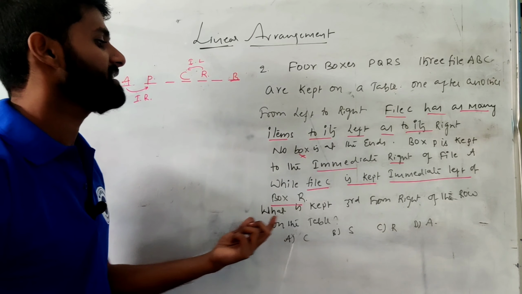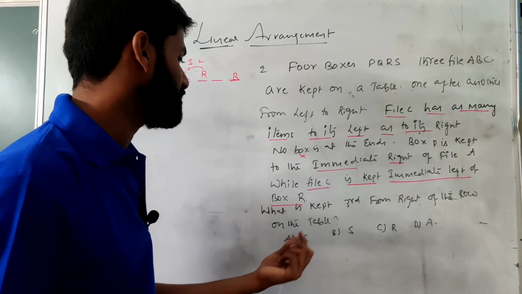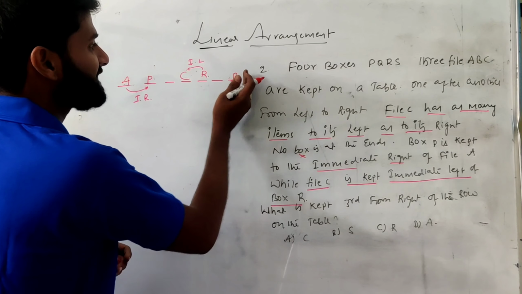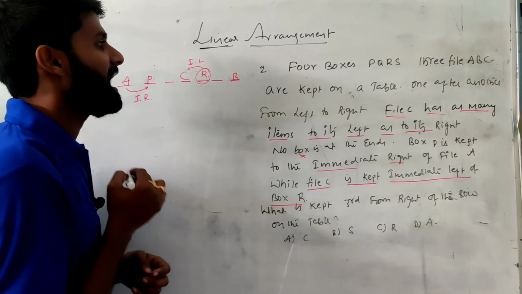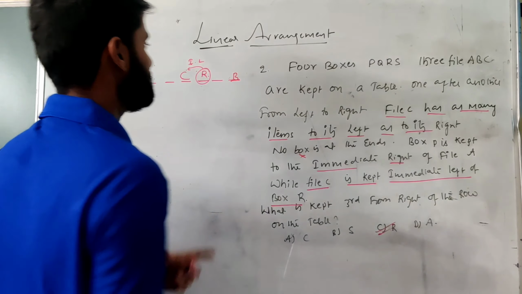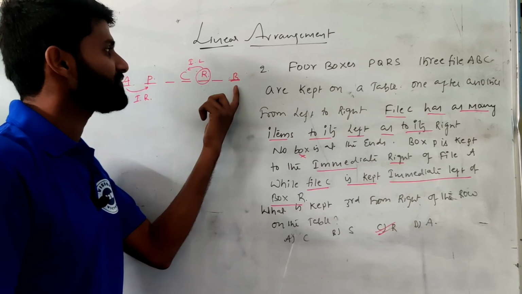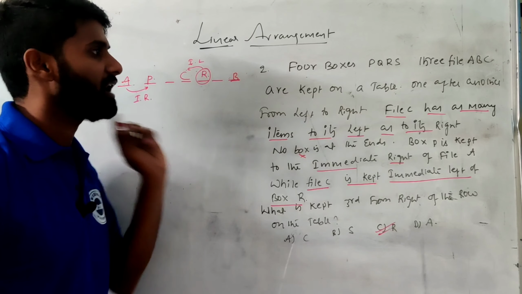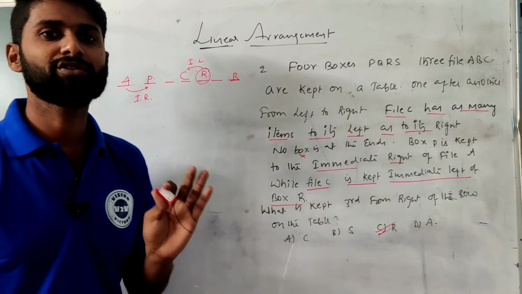Next one: what is kept third from the right end of the row on the table? So from the right, the third position is occupied by R. So R is related to the box. So the option is C. We just place the third position from the right hand, which is box R. So this is the introduction to linear arrangement.